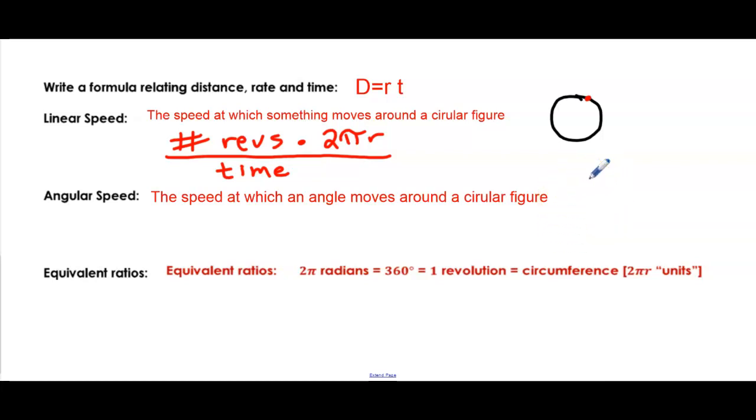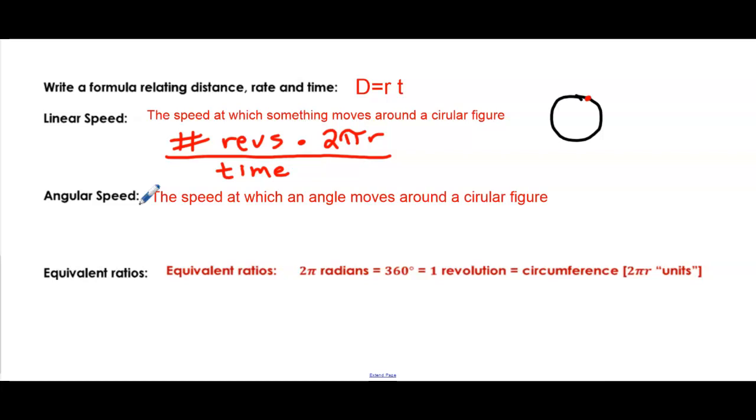If it goes around twice per minute, then it's 720 degrees per minute. So the angular speed has absolutely nothing to do with the size of the figure. If it moves through an angle, no matter how big or small it is, there's only 360 degrees in a circle. So if it goes around once, no matter how big or small, it's just going 360 degrees.